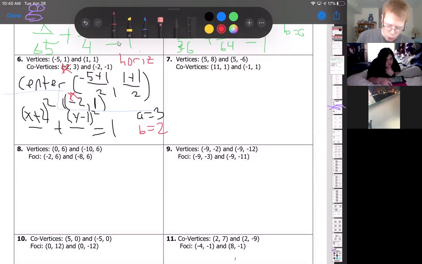And since this is a horizontal ellipse, and the reason I knew it's horizontal is because, like I said, the vertices change the x values, not the y values. And that means when I write my equation, the bigger number has to go underneath the x part. So since my a is 3, when you put it in this formula, it's not just a, it's a squared. So I would put 9 underneath my x values. And then I put the smaller denominator underneath my y values since it's horizontal. So my b is 2, so that squared would be 4.